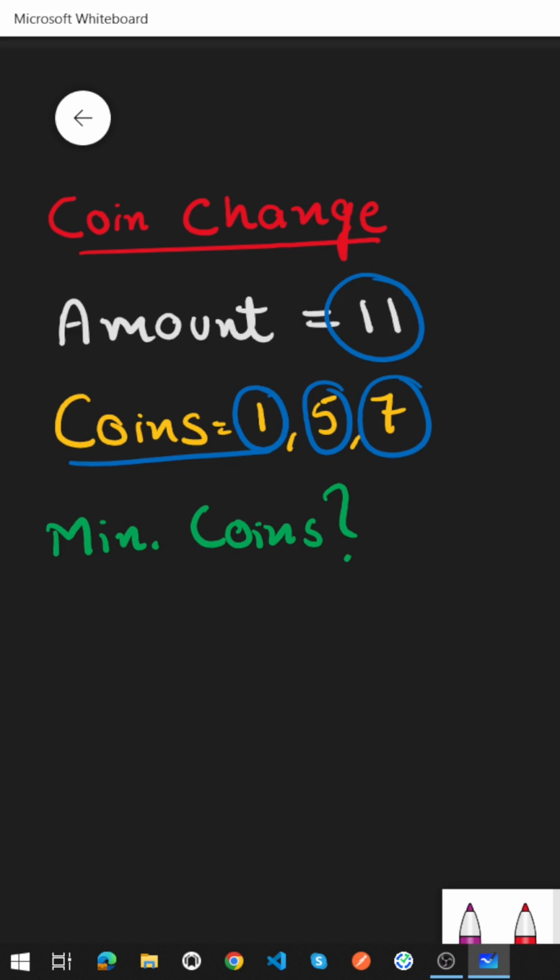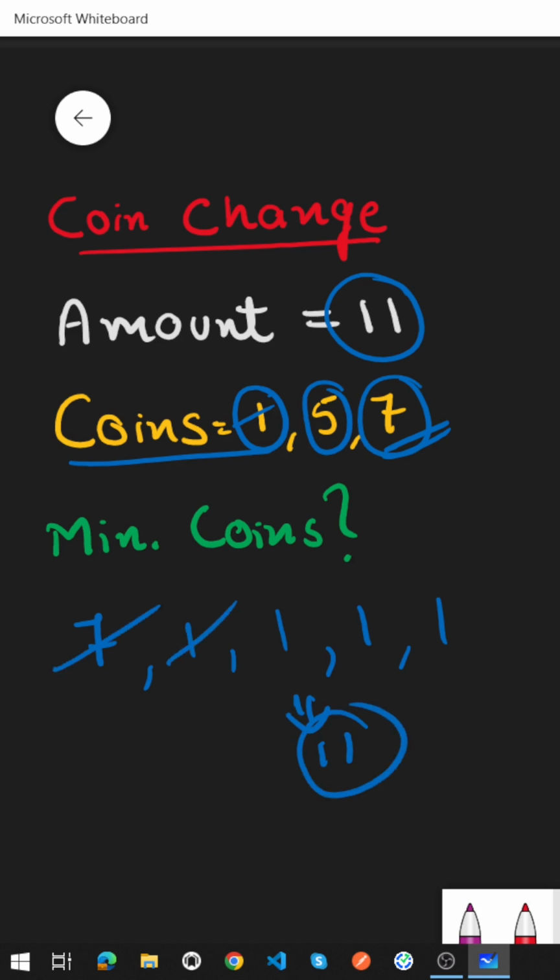So with the help of greedy approach, we will always try to take the best possible answer. In this case, we will always try to take the maximum amount possible. So first we will take 7. Then the best possible answer would be 1, because 5 would exceed the amount, that would be 12. So we will take 1. Then again we would take 1, 1 and 1. So this will sum up to 11. So with the help of greedy approach, we would require 1, 2, 3, 4 and 5 coins.